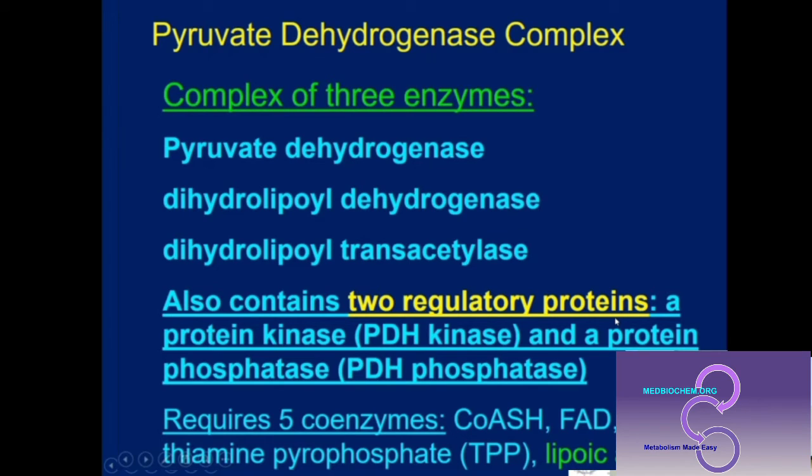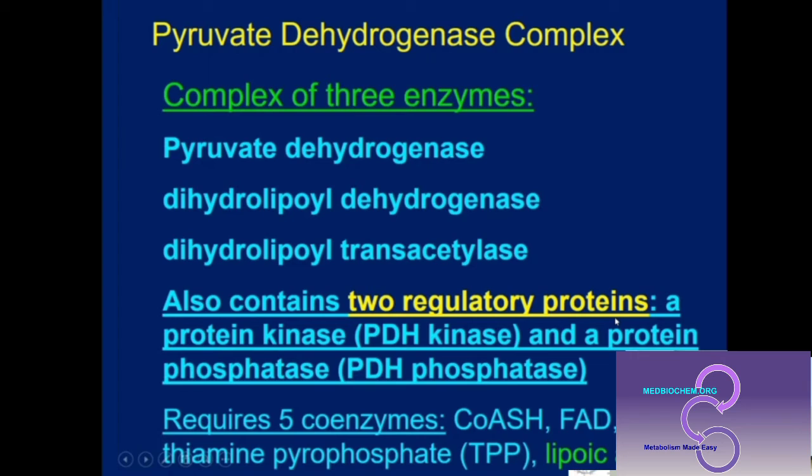Here are the important enzymes, the three catalytic enzymes: pyruvate dehydrogenase, dihydrolipoyl transacetylase, and dihydrolipoyl dehydrogenase. You don't need to know the exact details here, just to simplify life. You just need to know here are these coenzymes: thiamine pyrophosphate, lipoate, CoA, FAD, and NAD.